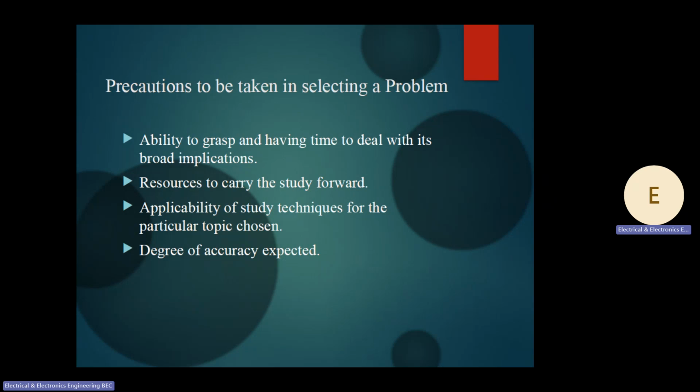Okay. Precautions to be taken. Exactly, you should identify the gaps. Whether resources are there or not, we cannot imagine something far away and then try to bring it and do it. Whether that project will be feasible or not, and whether that material will be procured by that particular team or not, that also you should identify. That's what they say: resources to carry the study forward, applicability of study techniques for the particularity of the topic chosen, and degree of accuracy expected.